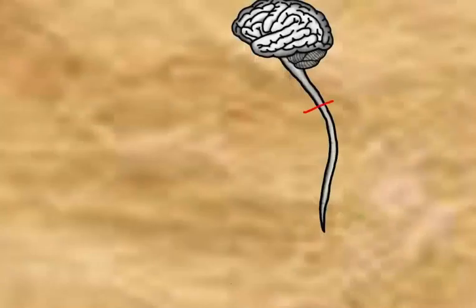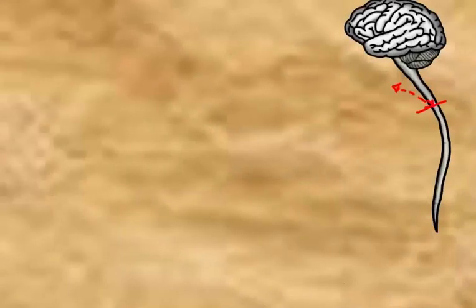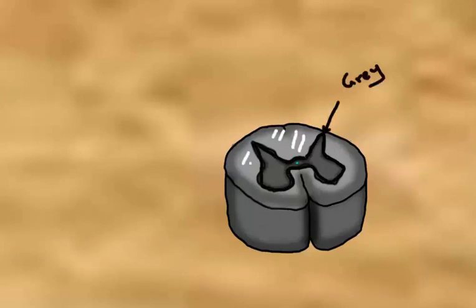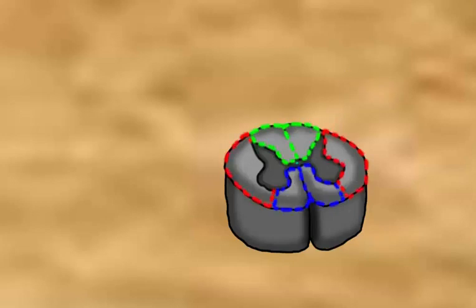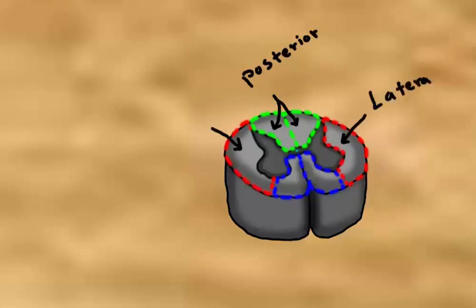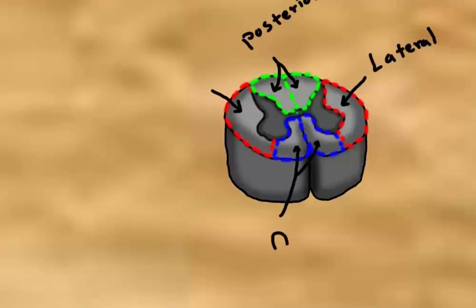Now let's make a cross-section to view the spinal cord. The spinal cord has a butterfly, H-shaped gray matter in the middle, within a layer of white matter that has ascending and descending fibers, and also fibers leaving or coming into the spinal cord. The white matter is divided into columns by the H-shaped gray matter. We have a posterior or dorsal column, a lateral column on each side, and an anterior or ventral column.